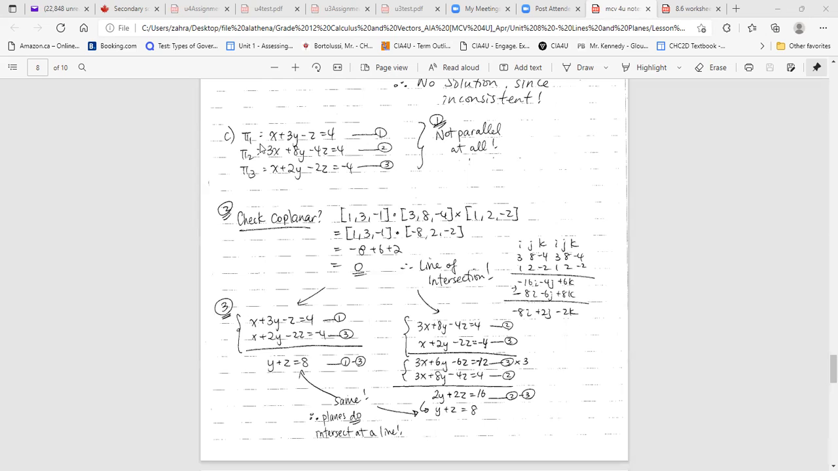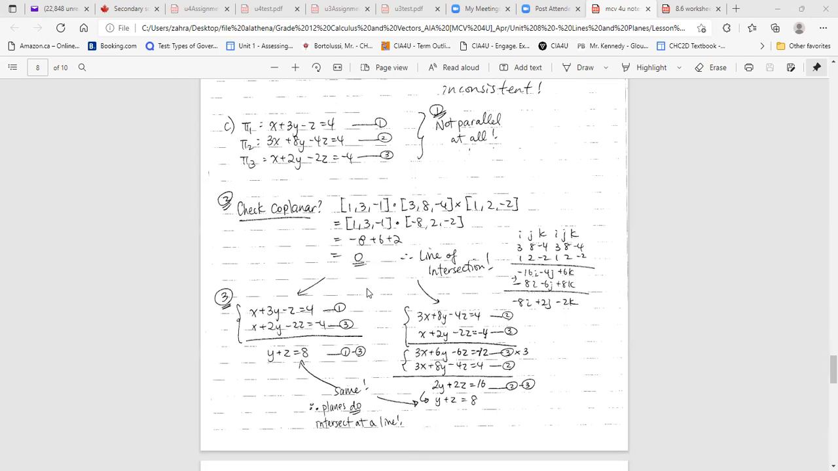So you take the normal of the first one and second one, you cross product. You cross product the second one and third one. The normal of that is there. And you dot it with the first one. So as you see that they are coplanar, it could be a line of intersection.